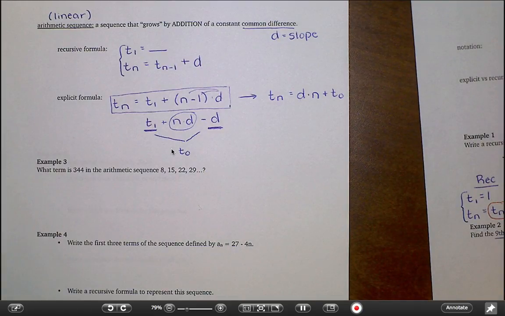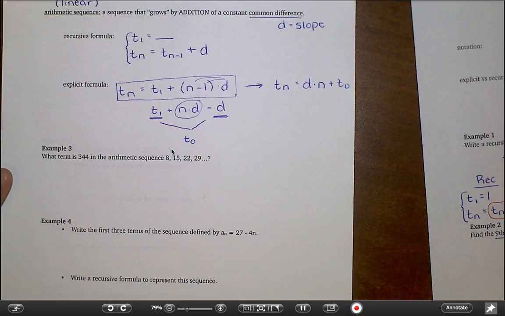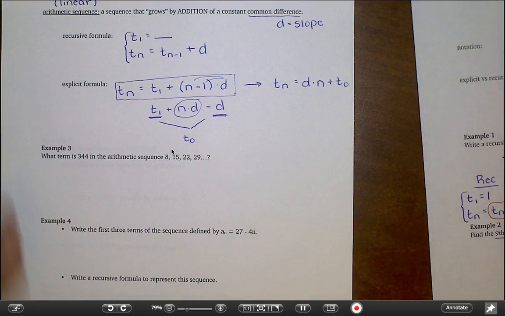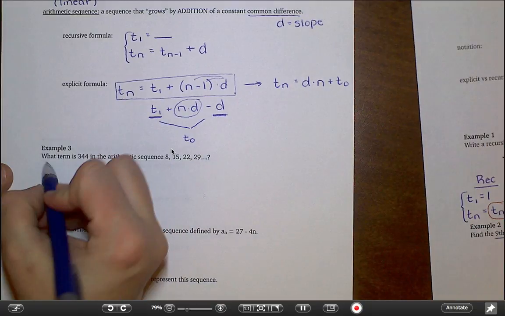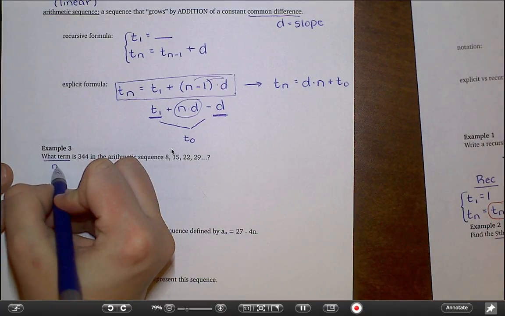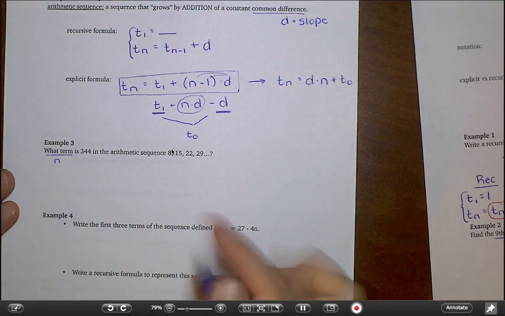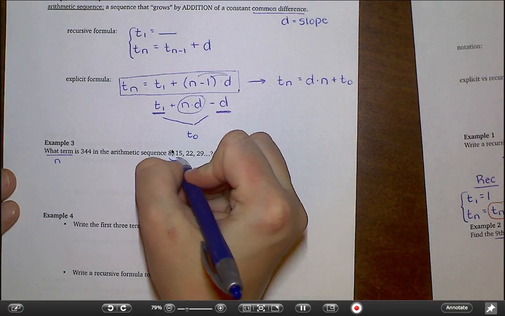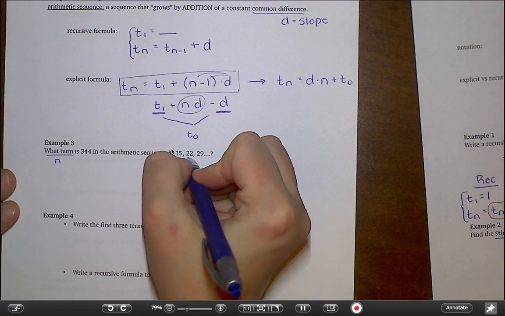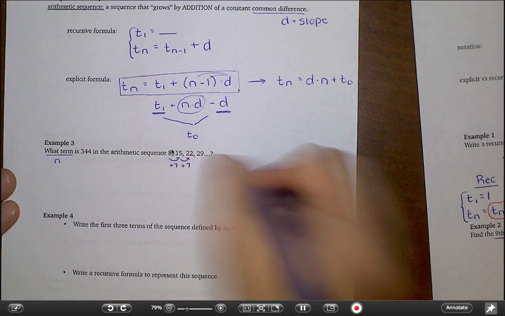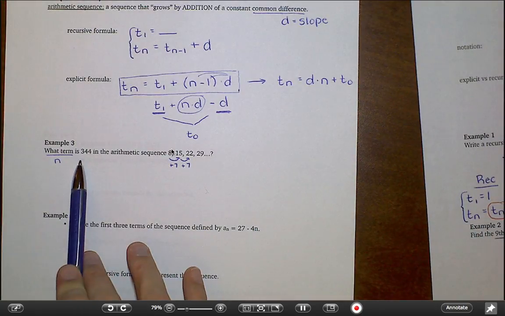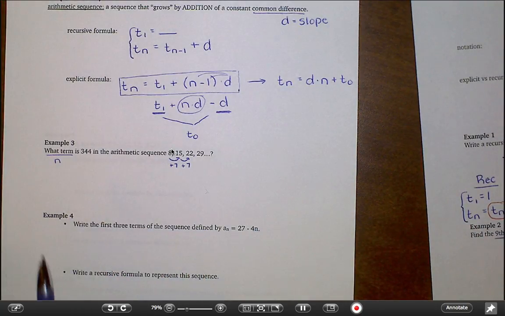Okay, so looking at example 3, what term is 344 in the arithmetic sequence? What term means I'm solving for n here. And I certainly don't want to do this recursively. I mean, I suppose I could. I can see right here that this is increasing by 7 each time, right? So I could keep adding 7 a gajillion times until I get to 344, and then I'd have to figure out how many times I added 7. So what term am I actually on? I would probably prefer to do this with an explicit formula.